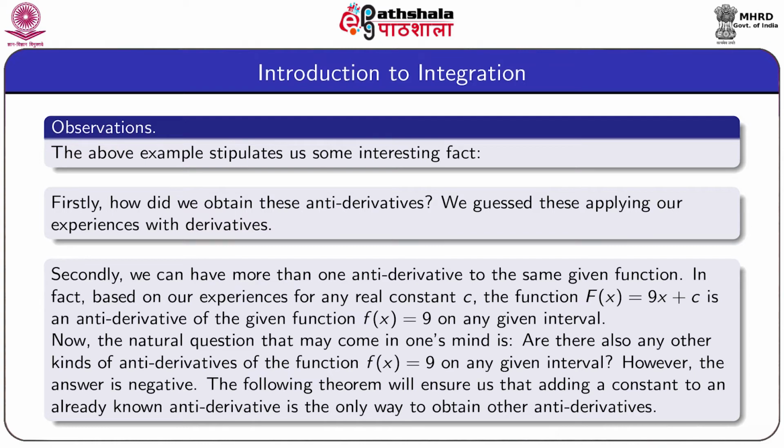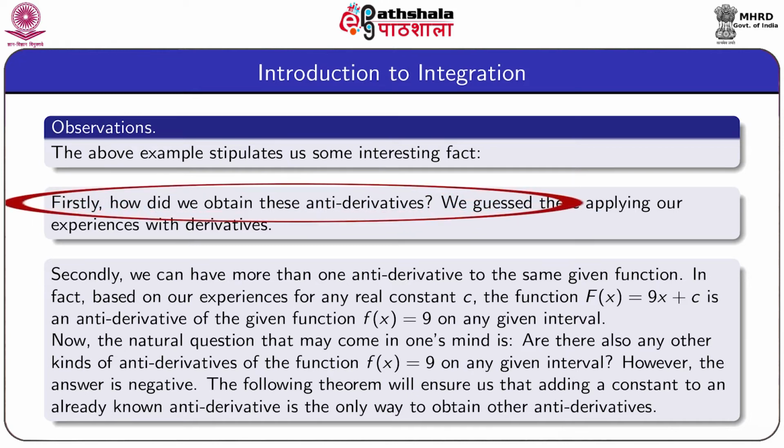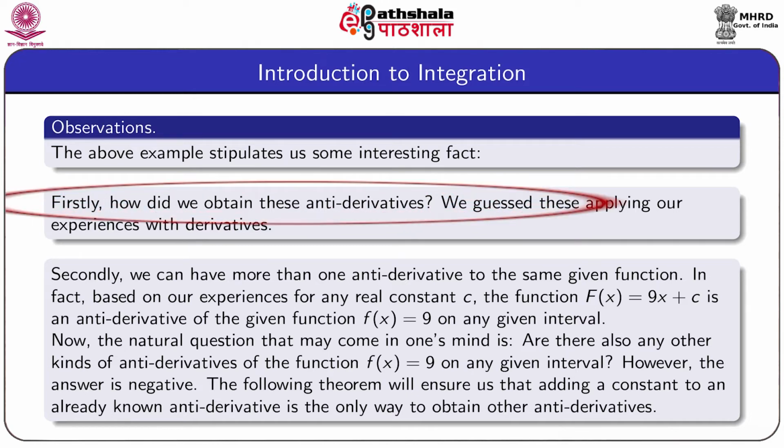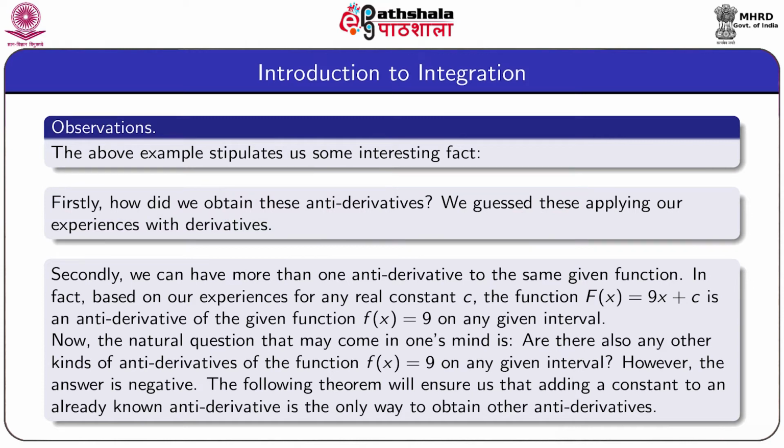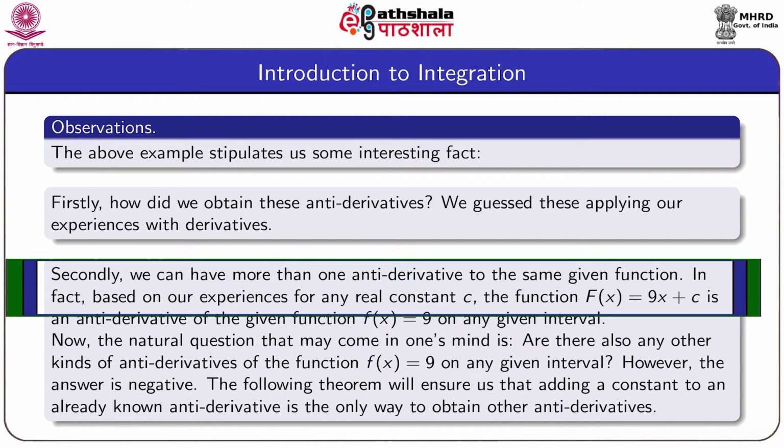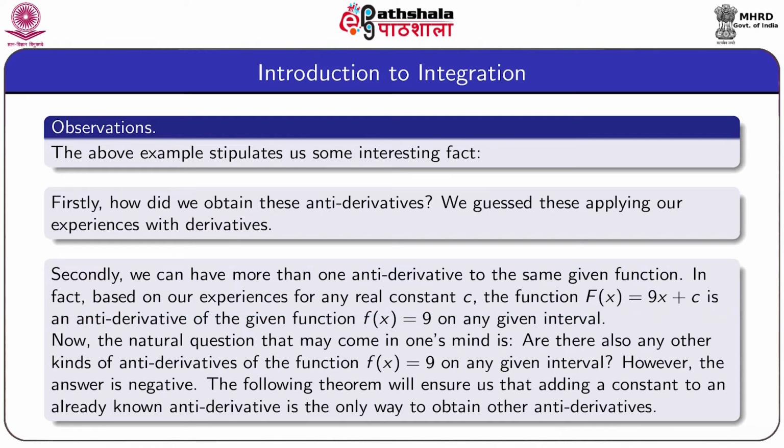The above example stipulates some interesting facts. Firstly, how did we obtain these antiderivatives? We guessed this applying our experiences with derivatives. Secondly, we can have more than one antiderivative of the same given function. This is why we always say an antiderivative.